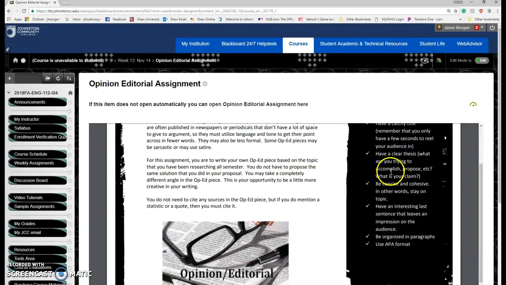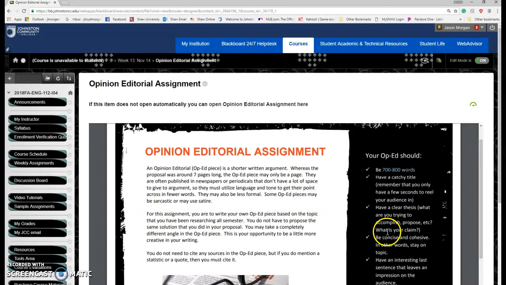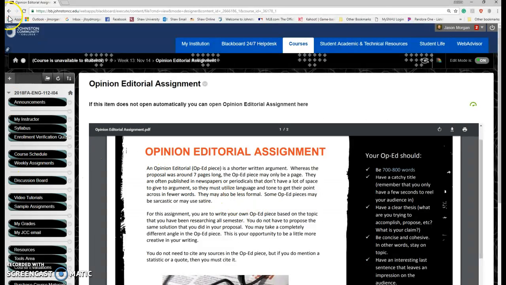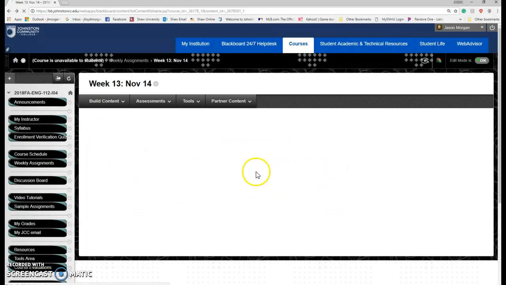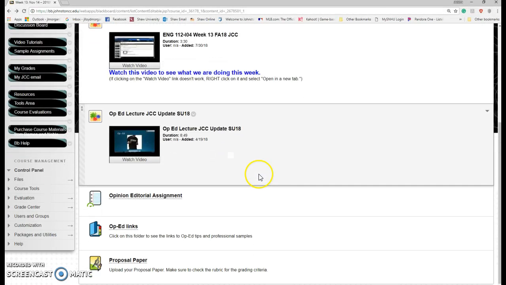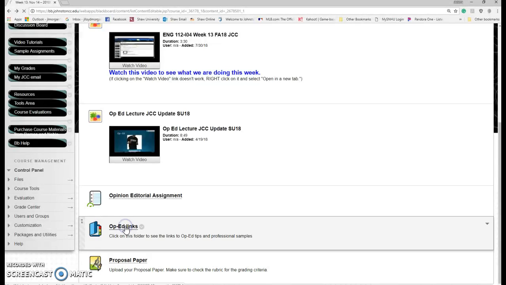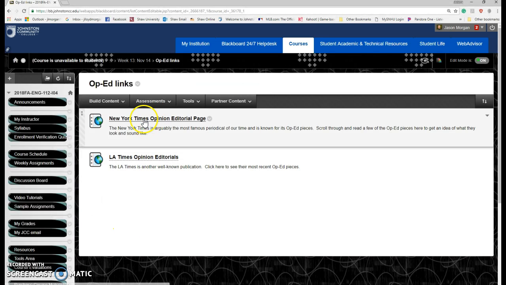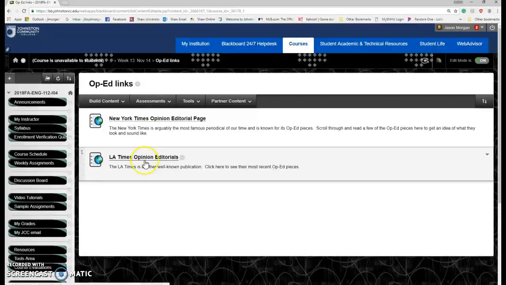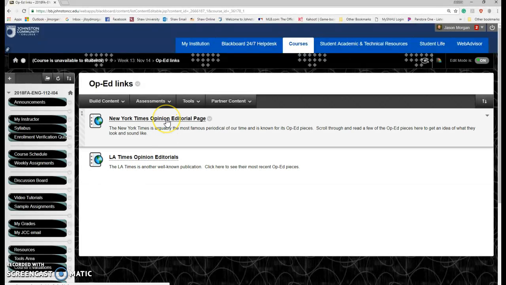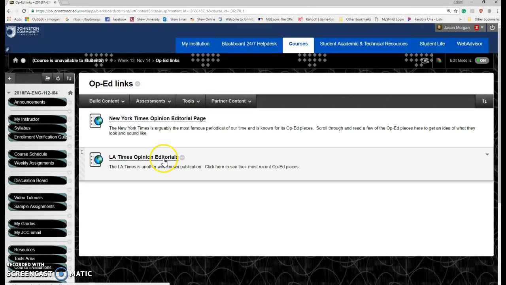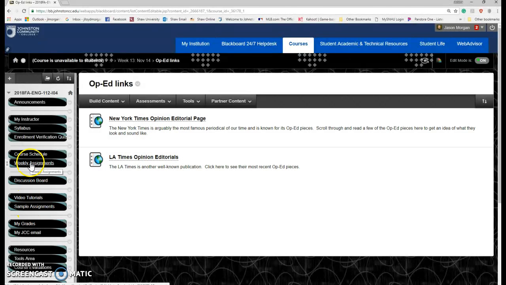So, you can just read through this. It does still need to be in APA formatting because we're practicing that. And to help you with this, if you go back to our weekly assignments, there is a place for links, which will take you to the New York Times opinion editorial page and the LA Times opinion editorial page. These will show you examples of what an opinion editorial is in real life. Okay, so that's a thing. Let's go back here to weekly assignments.